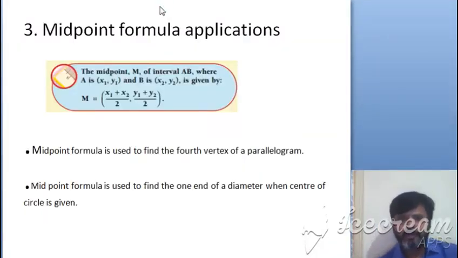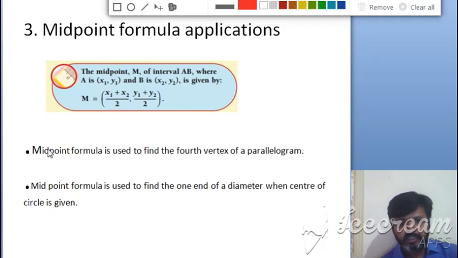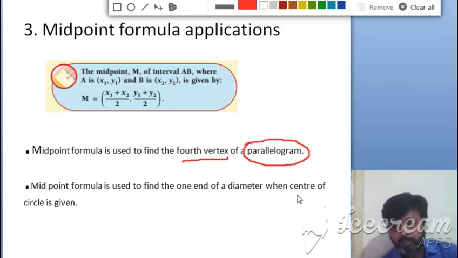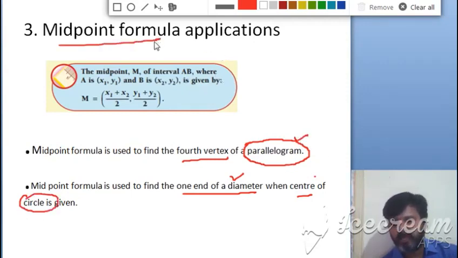Next topic is the midpoint formula and its application. We have discussed that the midpoint formula is (x1 plus x2) by 2 and (y1 plus y2) by 2. Students, the midpoint formula is used when the fourth vertex of a parallelogram is to be found out, and also when the center is given and one end of the diameter is not given. So in these two cases, in case of a circle and in case of a parallelogram, we are going to use the midpoint formula. I have given a few solved problems based on the midpoint formula.